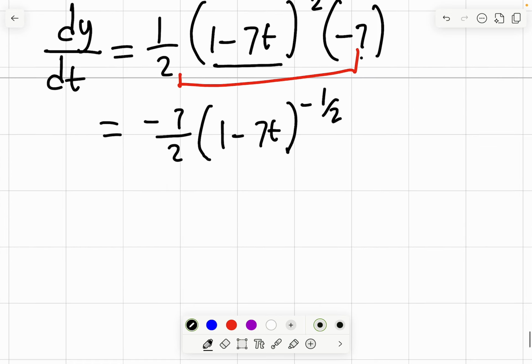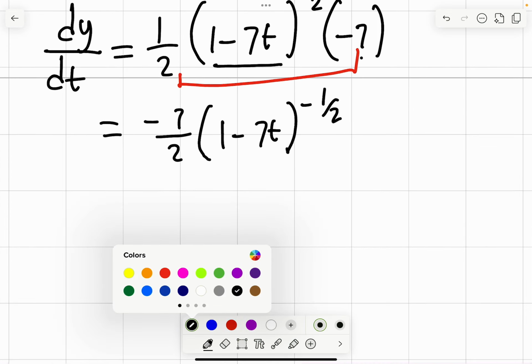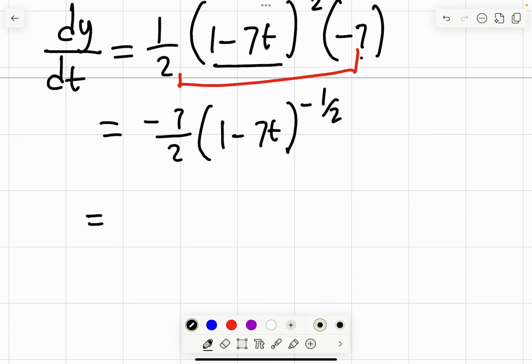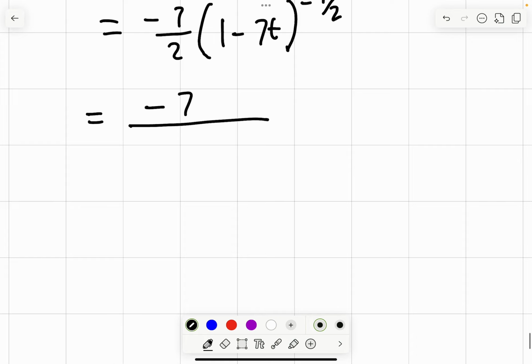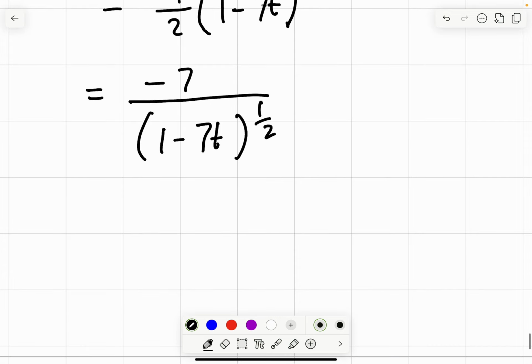I take that negative to the denominator, since the power is negative. I reverse, I take the reciprocal. I have 1 over 2. The power 1 over 2 is the same as square root.